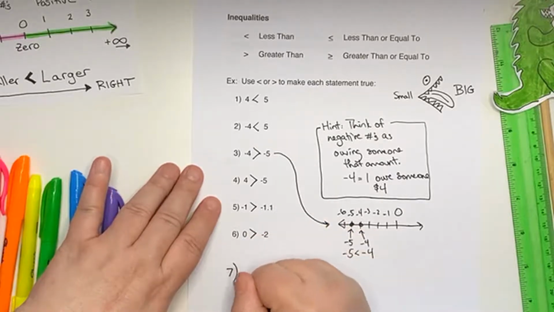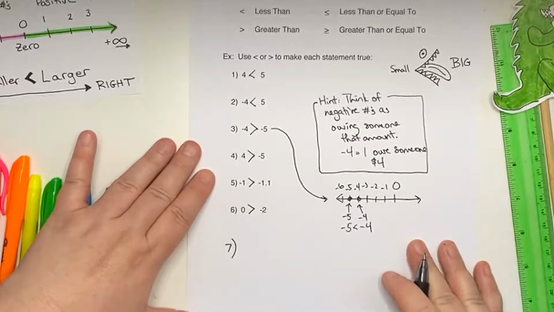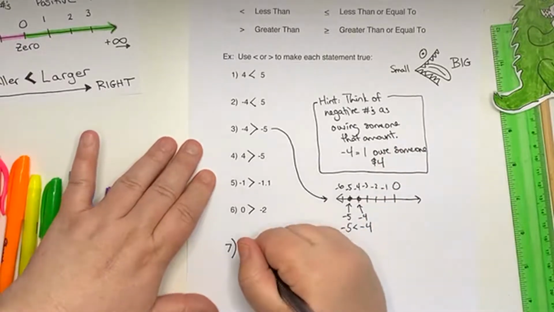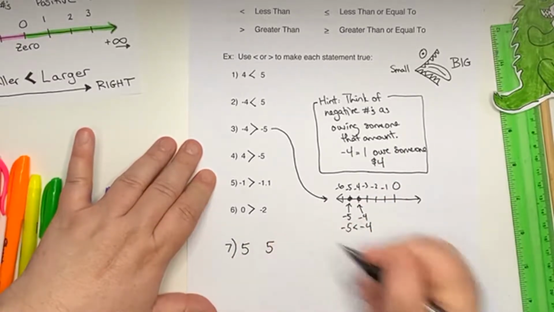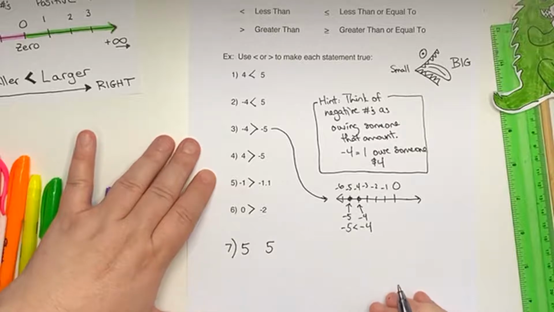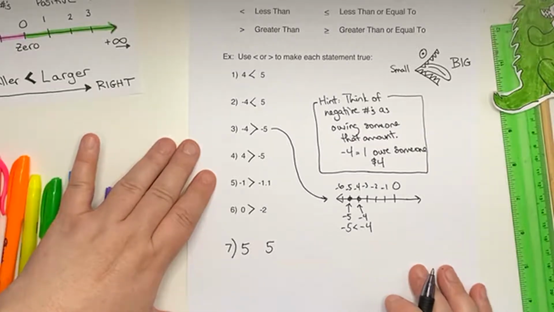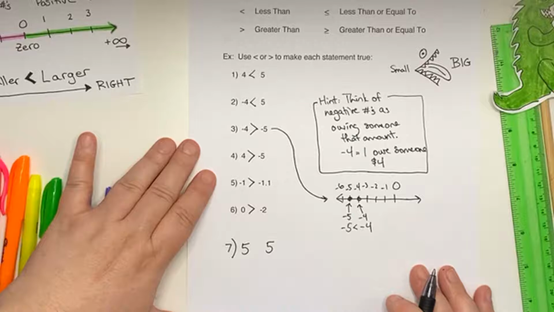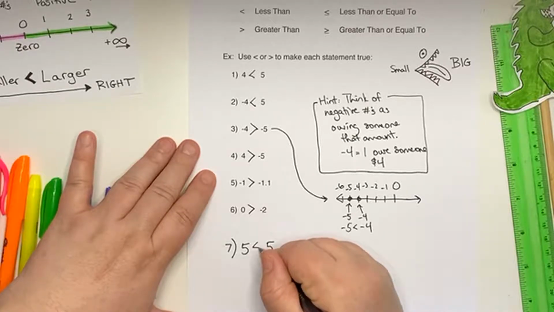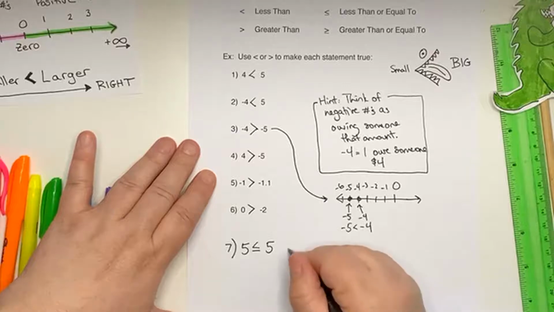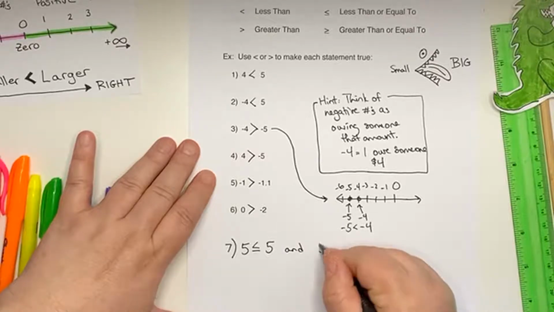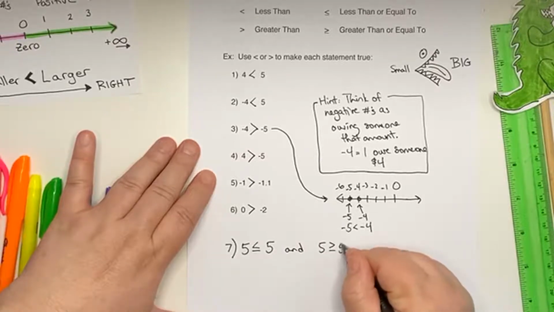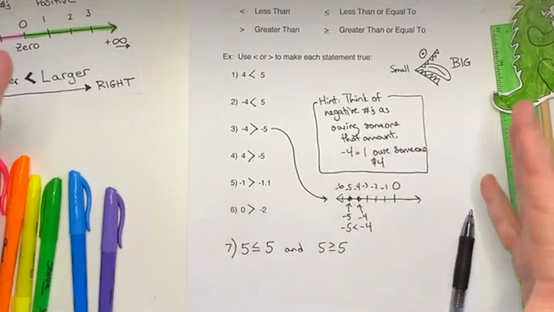And now the bonus round. Haha, you thought we were done. Tricksy math teacher. 5 and 5. Dun, dun, dun. Well, there are two answers. 5 is actually less than or equal to 5. And 5 is greater than or equal to 5. I know, mind blown, right?